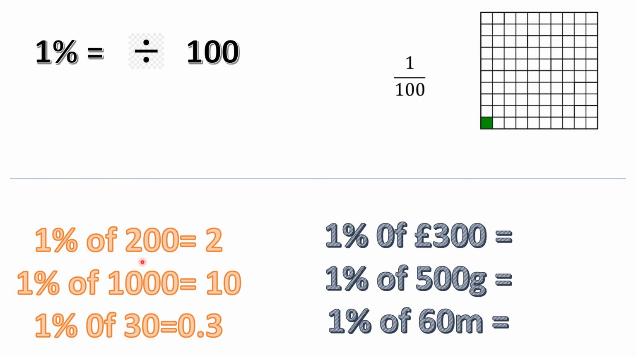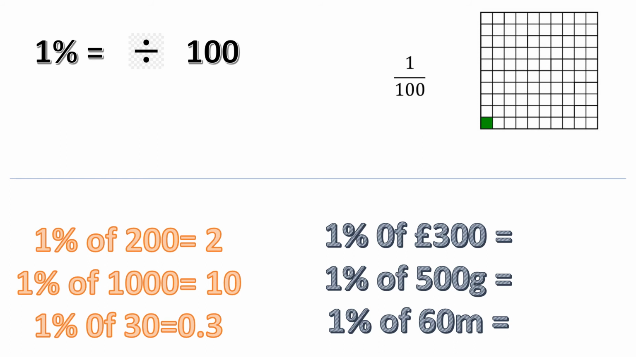1% of 200. Well, 200 divided by 100 equals 2. 1% of 1000. 1000 divided by 100 equals 10. 1% of 30. 30 divided by 100. When you divide a number by 100, the digits move 2 places to the right, so it will become 0.3. Right, I'd like you to pause the video and have a go at some of these.